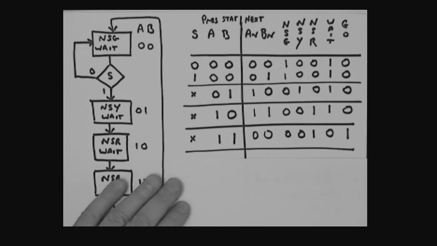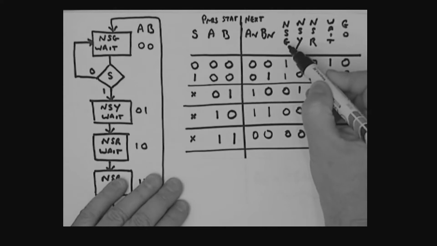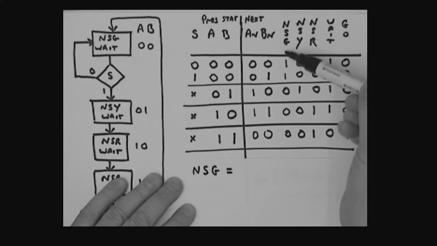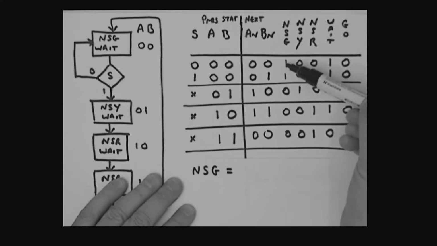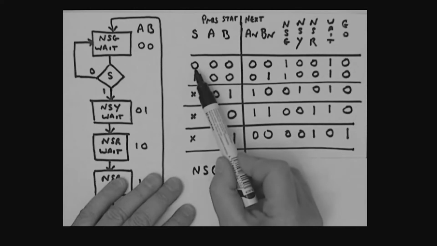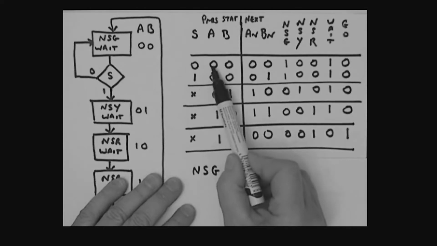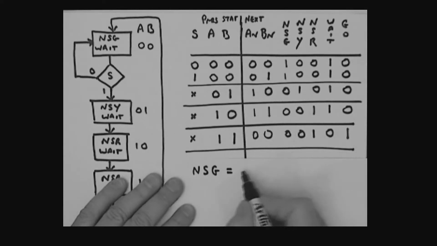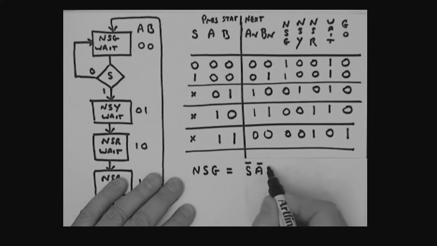All right, let's continue. North-south green. We'll write down our Boolean equation for north-south green. Let's see what that is. Come down the column. Oh, look, there's my first product term. What is that? Well, that's S bar, A bar, B bar. So I could write that down: S bar, A bar, B bar.